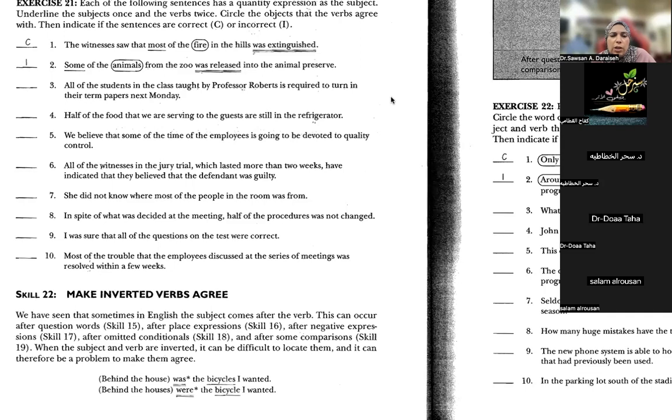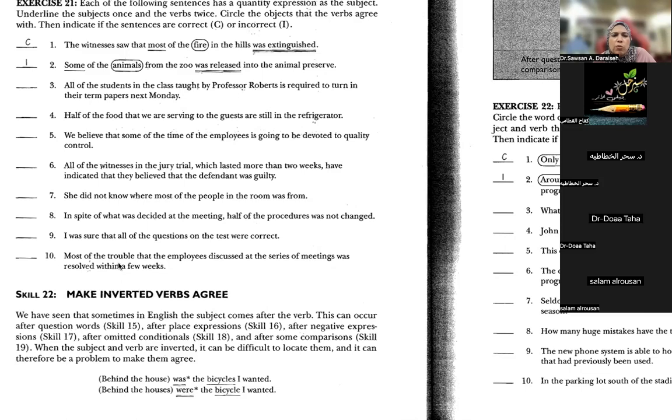And in order to show quantity, whether that quantity is a little or a lot, we use a little, a lot, like a lot of trouble, so much trouble. Those kinds of determiners we say sometimes. But the verb is correct because trouble is dealt with just like some nouns that are singular, right? So: trouble that the employees discussed at the series of meetings, like the several meetings, was resolved within a few weeks.